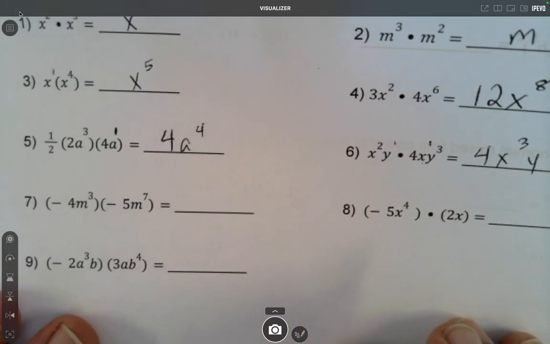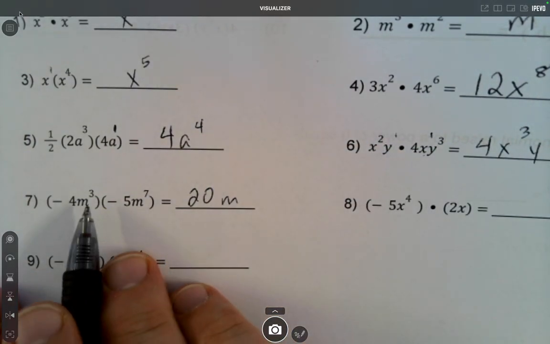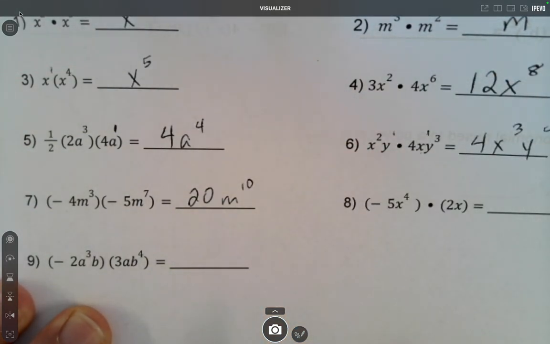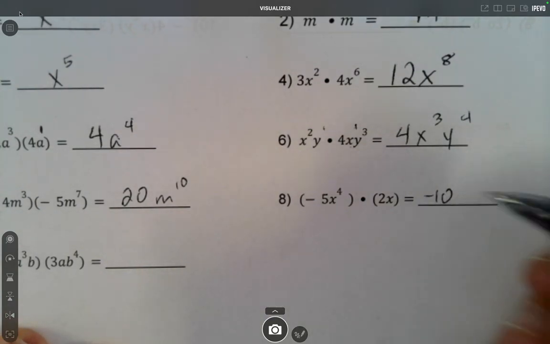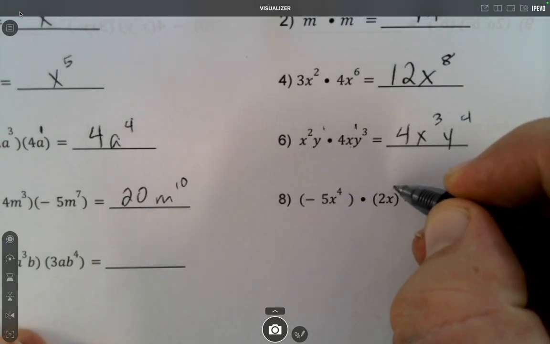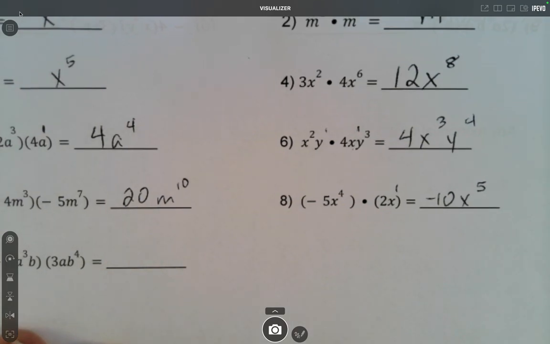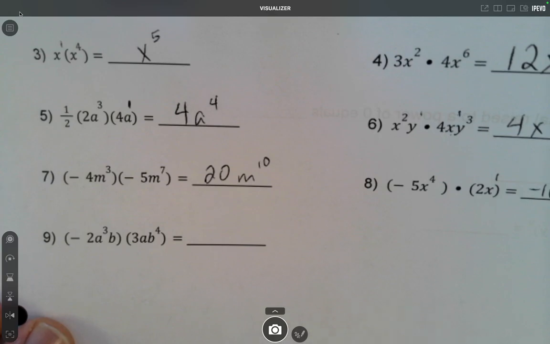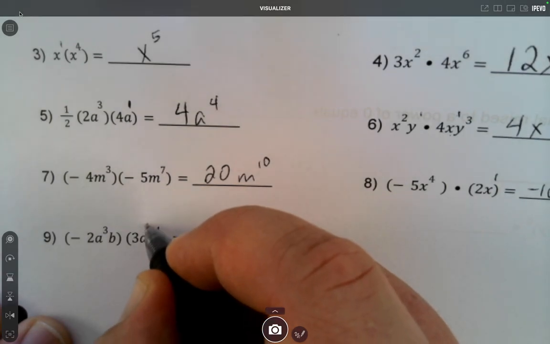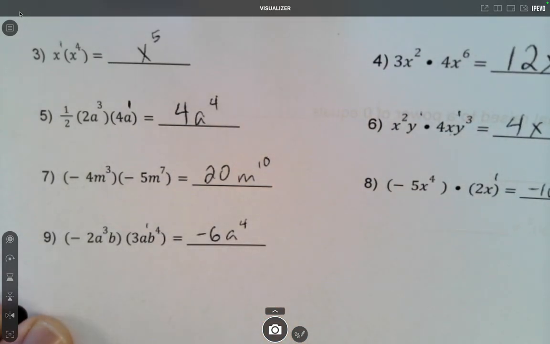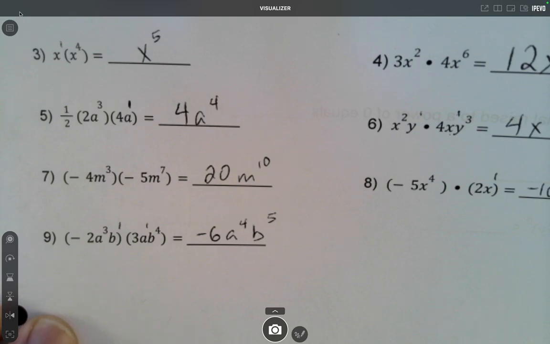Okay, number 7, negative 4 times negative 5 is positive 20. And with m, we add 3 plus 7 and get 10. Number 8, negative 5 times 2 is negative 10. X to the fourth times x to the first is x to the fifth, because 4 plus 1 is 5. Number 9, negative 2 times 3 is negative 6. A cubed times a to the first, we do 3 plus 1 and get 4. B to the first times b to the fourth is b to the fifth, because 1 plus 4 is 5.